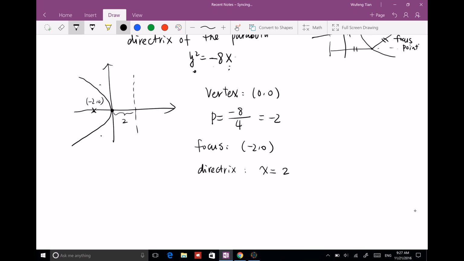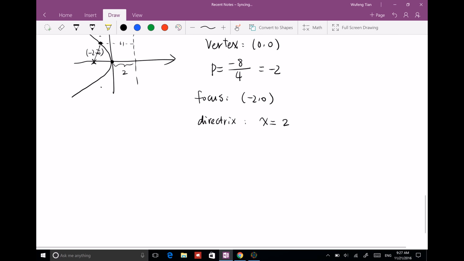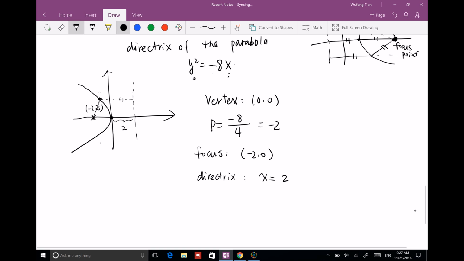And as I said, any point on this parabola has the same distance to the focus point and the directrix. They all have exactly the same, equivalent distance. So why is it like that? I can just show you very quickly. Suppose I have a point here, and suppose the point is x and y. According to the distance formula, the distance from any point x, y to negative 2, 0.